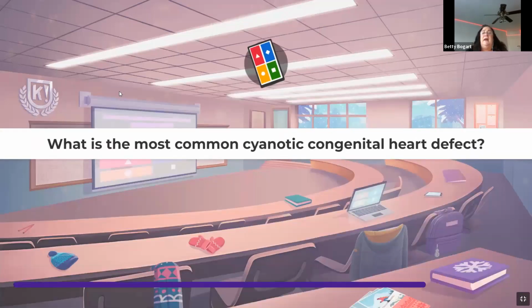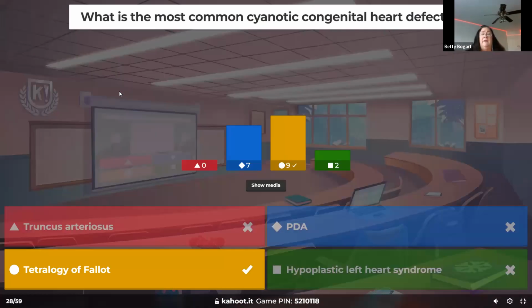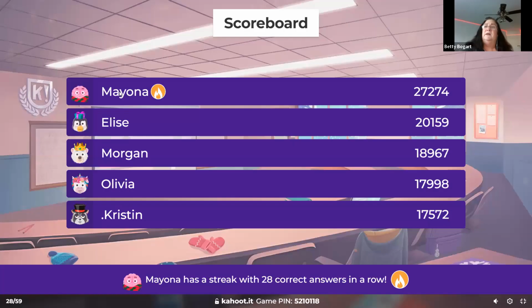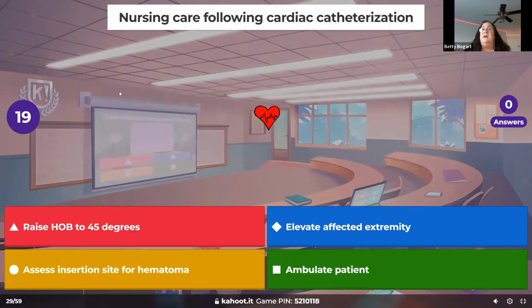What is the most common cyanotic congenital heart defect? Most common. So what I told you, you need to know because you're going to see it everywhere. And that's your tetralogy of Fallot. PDA, no, everybody has a PDA when you're born, but it's not a heart defect, okay? Truncus, hypoplastic, all of them are defects. Tetralogy, most common.